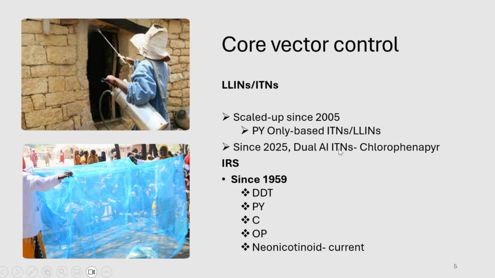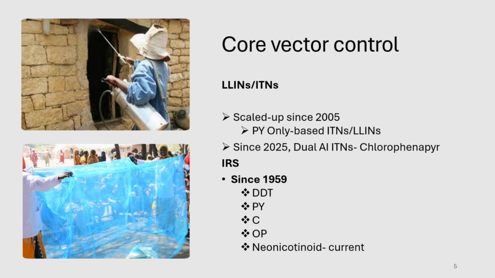IRS was also implemented since the early 1960s, and a number of insecticides have been changed from time to time because of insecticide resistance. DDT was used at first, then it was replaced by deltamethrin, then propoxur and bendiocarb, then pirimiphos-methyl, that is an organophosphate. Now the country is using clothianidin-based insecticides for indoor residual spraying.